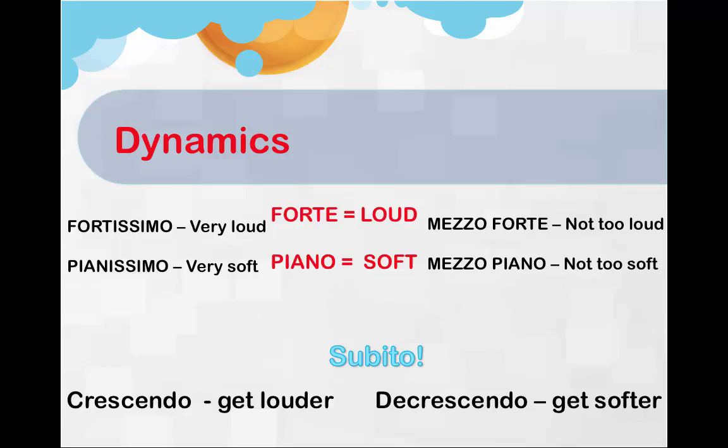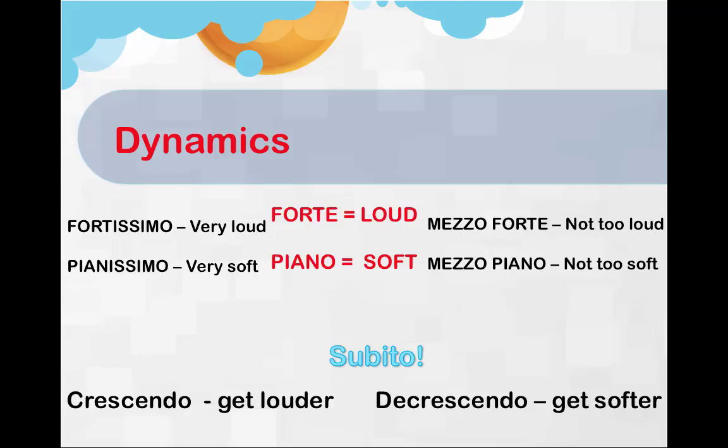A few more Italian terms on this screen. A composer might not want the dynamics to change suddenly from piano, very soft, to forte, very loud. They might write in the score to get louder slowly or to get softer slowly. And there are Italian terms for this: to get louder, crescendo, and to get softer, decrescendo. All right, crescendo gets louder, decrescendo to get softer. If the composer wants the change to be sudden, he'll write subito, sudden, subito.